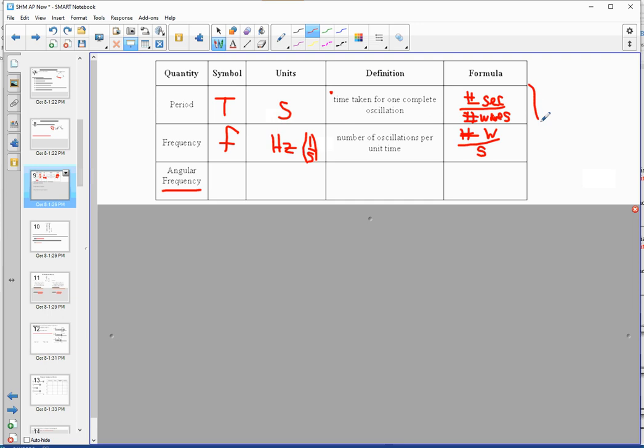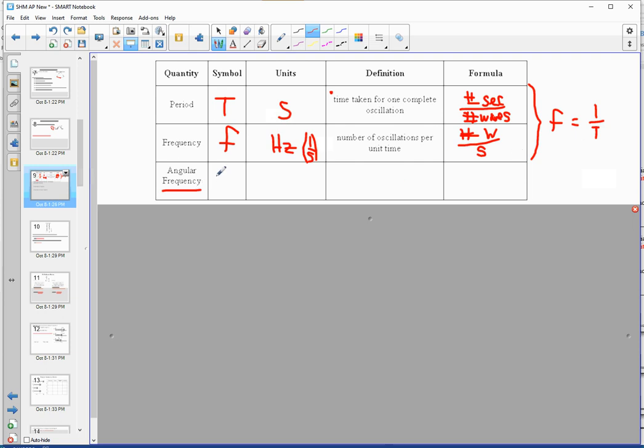And you may remember that these two are actually related to each other. Hey, that's a nice bracket with the mouse. Frequency is 1 over period. So they're inverses of each other. If you know frequency, you know period. Hopefully all that makes sense.